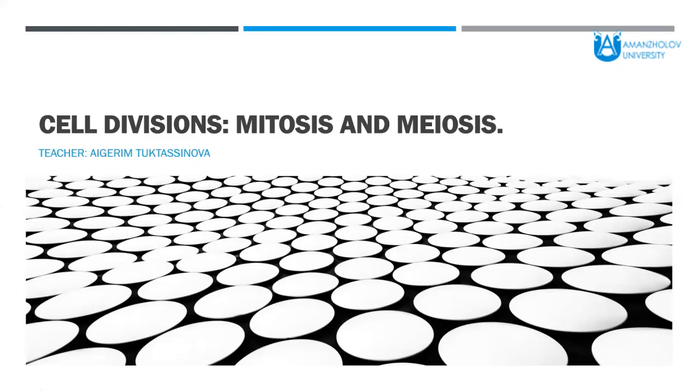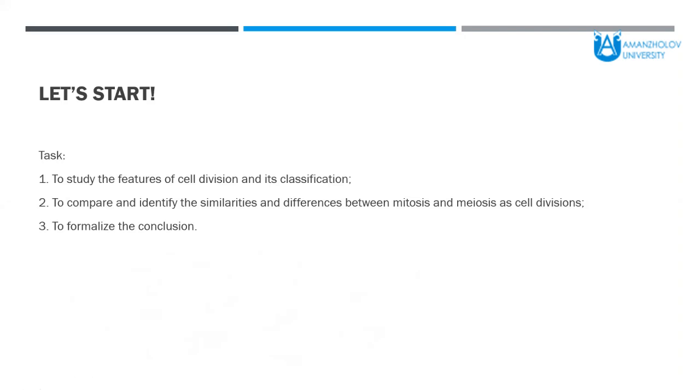Hello everyone. Today we have the next exam of our lesson, cell divisions, mitosis and meiosis. Let's start. Today we have three tasks in our lesson. First, to study the features of cell division and its classification. Second, to compare and identify the similarities and differences between mitosis and meiosis as cell divisions. And last, to formalize the conclusion.